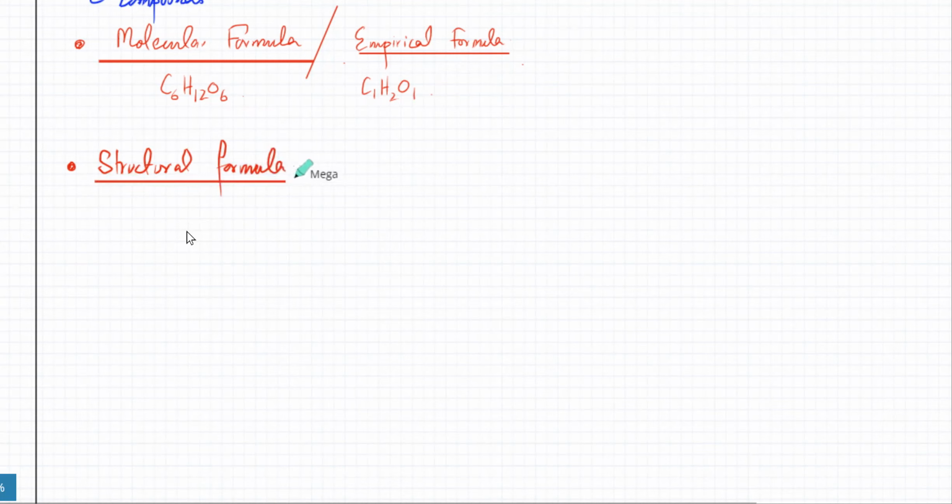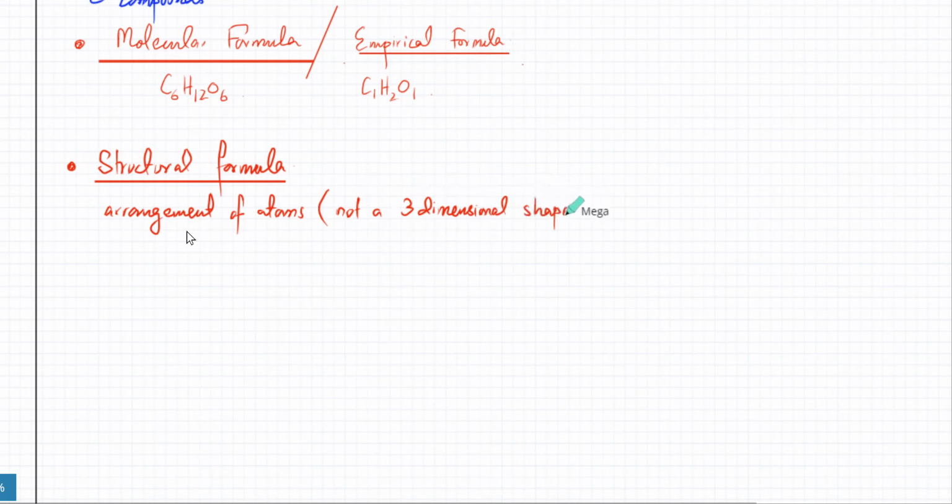Now, a structural formula gives you information about the arrangement of the atoms. What it doesn't give is information about the three-dimensional shape. It's not a three-dimensional representation of the molecule, so it doesn't tell you the shape. Remember, a structural formula is not the three-dimensional shape. It just tells you which atom is connected to which other atom.